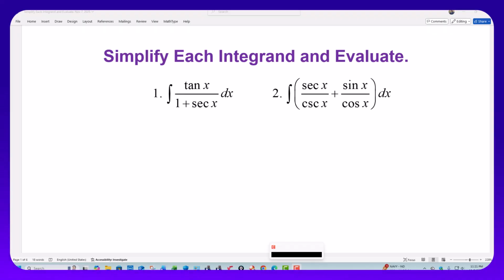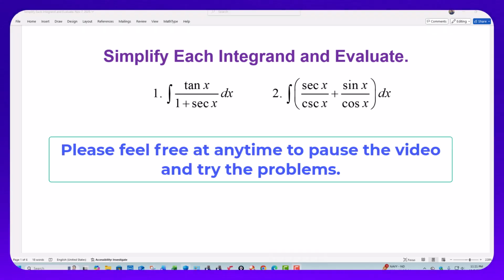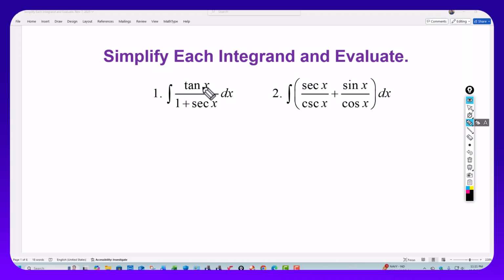In this video we have two integrals to evaluate, and the instructions state to simplify each integrand and evaluate. So let's look at the first integrand, tangent of x over 1 plus secant of x. We know tangent is sine over cosine. Secant and cosine are reciprocals, so secant would be the same thing as 1 over cosine of x. So we multiply the numerator and denominator by cosine of x.